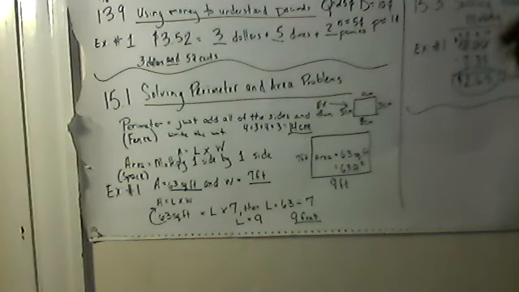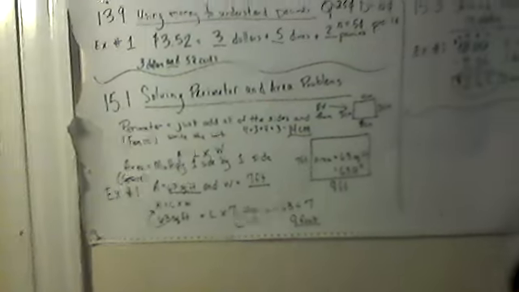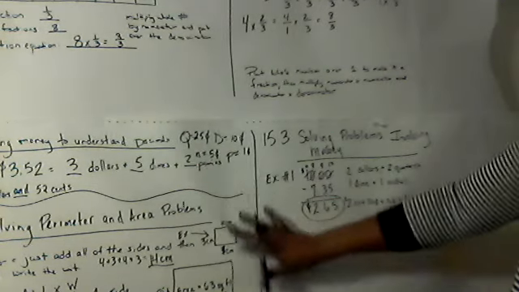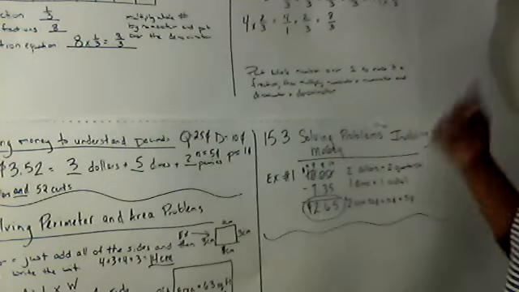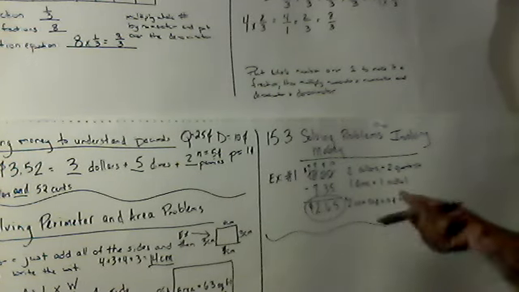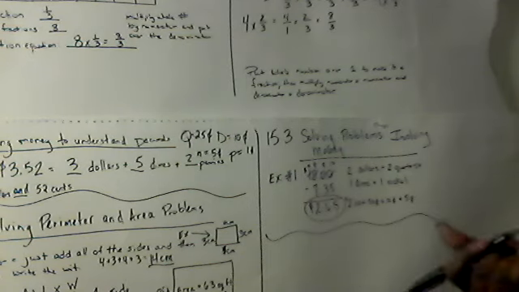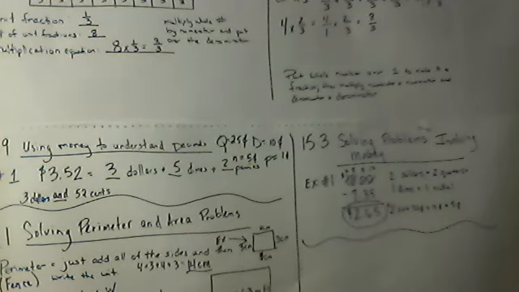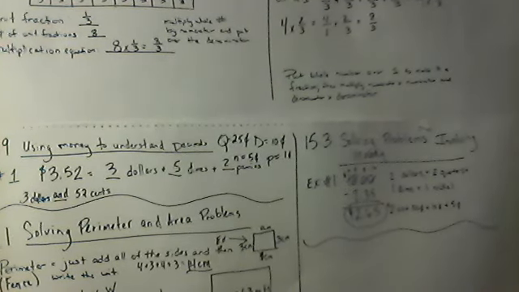Okay? And then the last thing for today, we're going to talk about section 15.3, which is solving problems involving money. Now, I'm using example number 1 as well for this one on that page. And it says, and I'll read it so you won't be wondering where I got the information from.